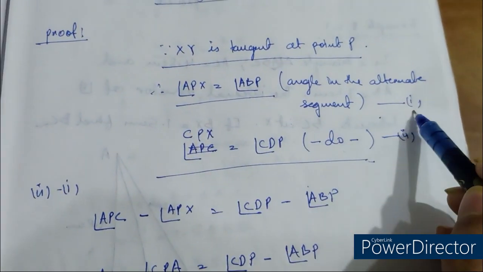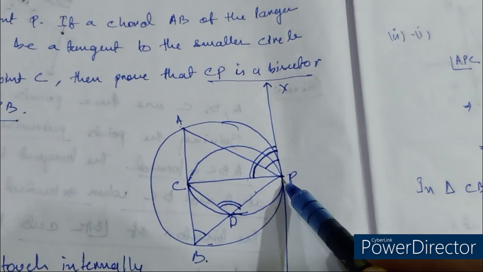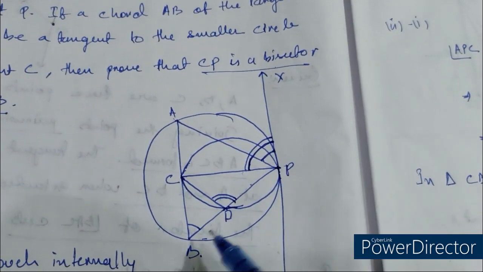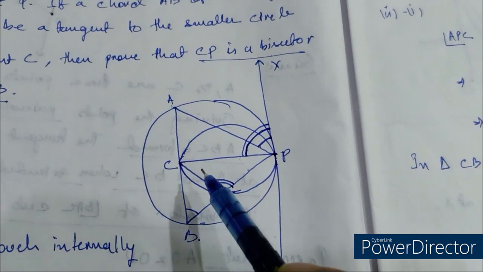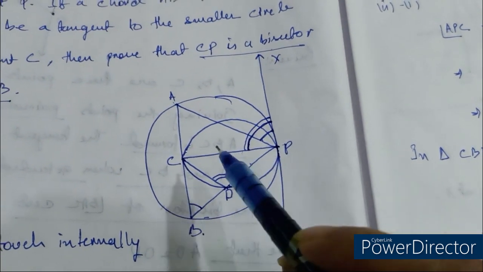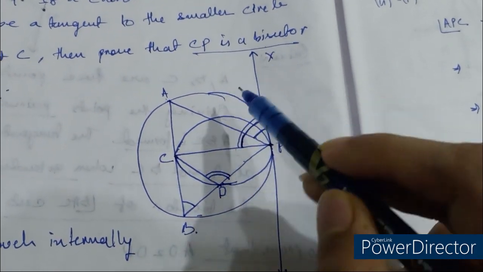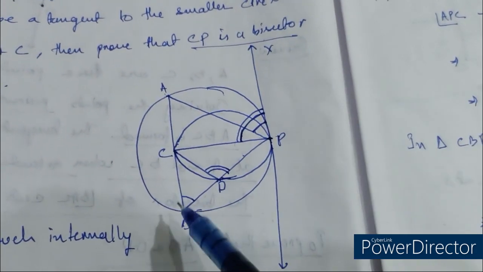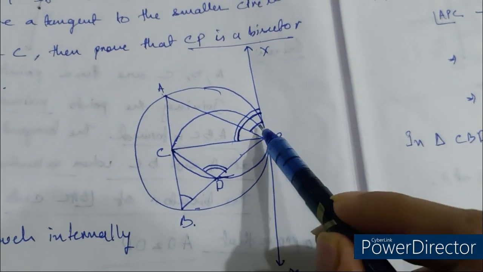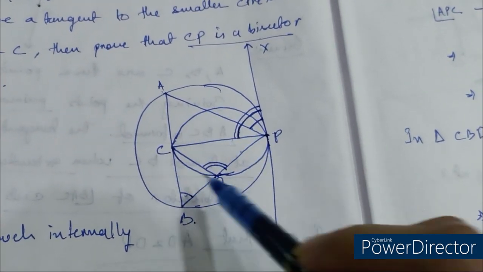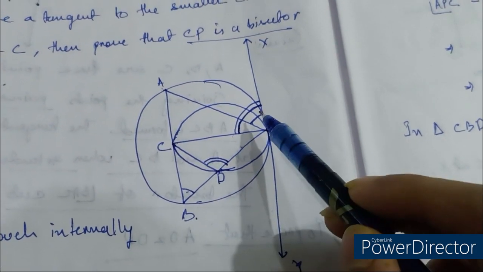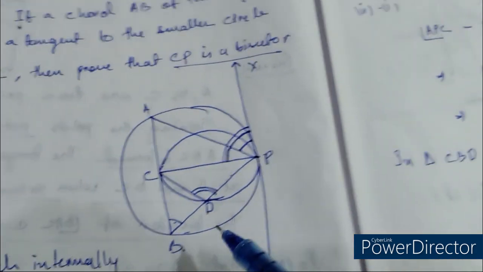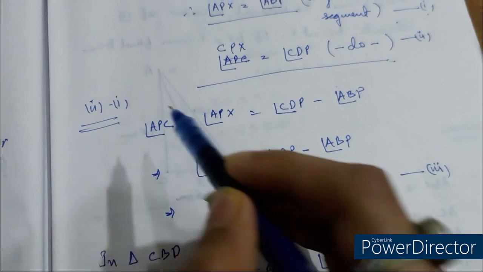So this is our equation 1: APX is equal to ABP. Okay, APX for the big circle, APX is equal to ABP. And then for the smaller circle, CPX is equal to CDP. This is equation 2. Now what I will do, equation 2 minus 1.